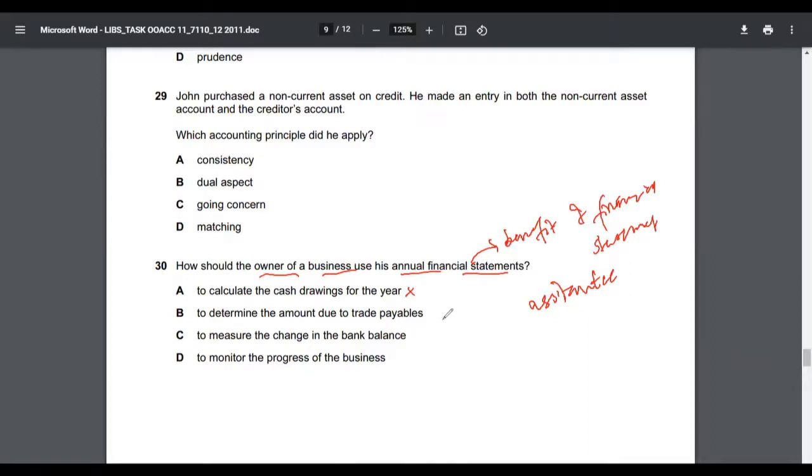Option B, to determine the amount due to trade payables, no, you can look at purchase ledgers for that, or trade payables on the balance sheet, and it's talking about all financial statements. To measure the change in bank balance, no, that's not true. To monitor the progress of the business, yes. That's absolutely how financial statements assist the owner. So the correct answer to multiple choice 30 is option D.